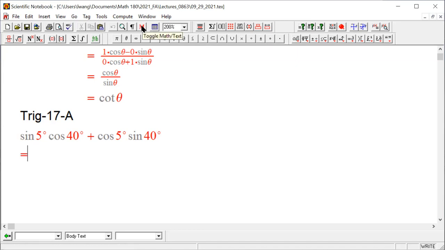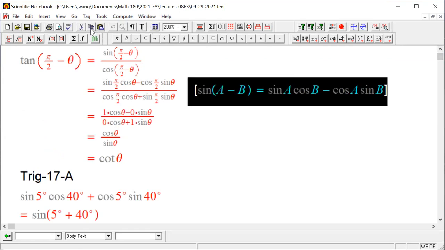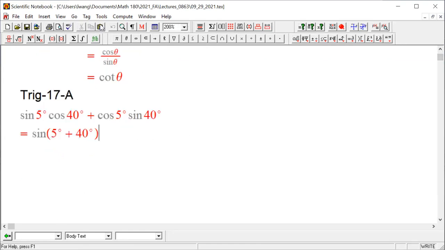is going to be just equal to sine of 5 degrees plus 40 degrees. This formula, the formula I just gave you when we were proving tangent. This one. Okay. But this one is a plus, right? Mm-hmm. If this is plus minus, this will be plus minus.